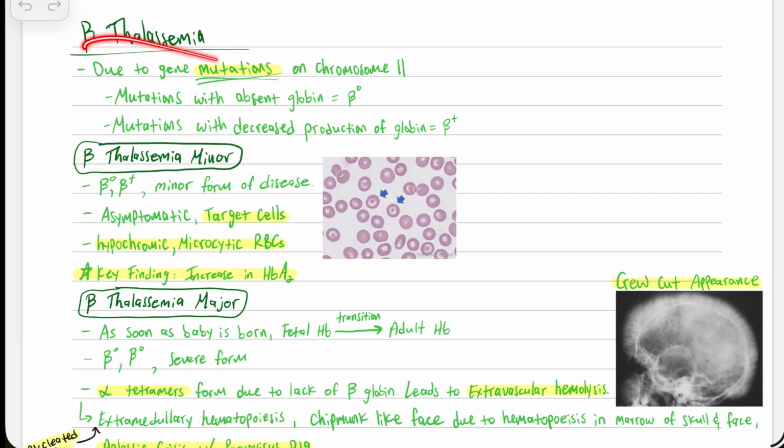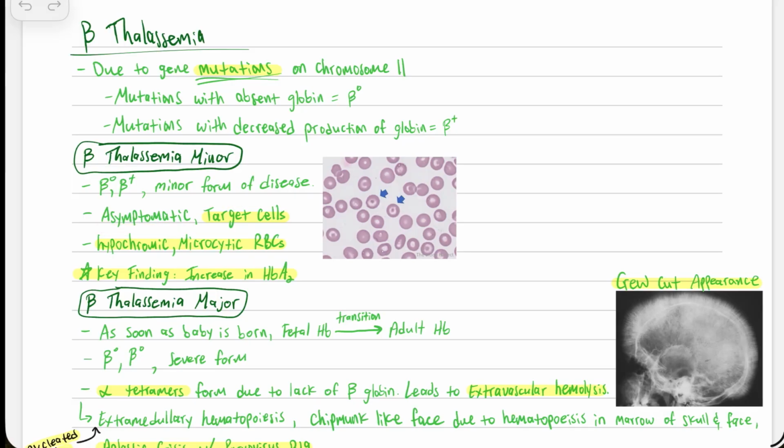And beta thalassemia is further broken down into minor and major. Major is exactly what it sounds like. It's worse than minor. And beta thalassemia minor would be where you have one of the beta globins completely absent, and the other one is just decreased in production. And this is the minor form of the disease.